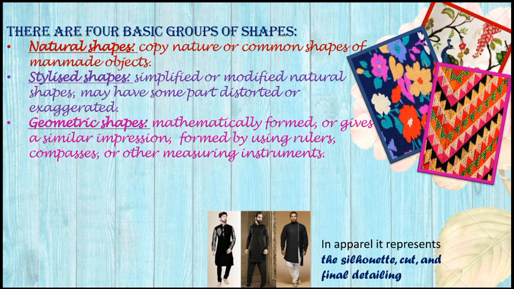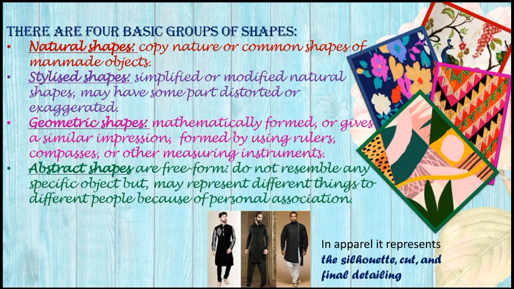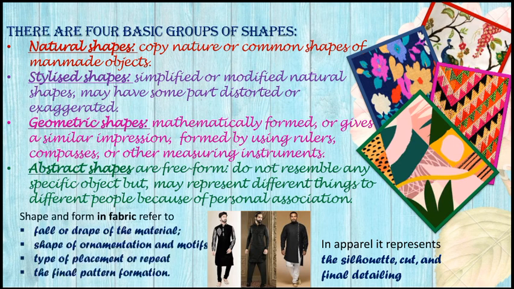Geometric shapes are very simple, mathematically formed shapes which can be made by ruler, compass or other measuring instruments. जैसा कि इसमें है, these are all straight lines. And last is abstract shapes. These are free forms. They do not resemble any specific object. It may mean different things to different people. In this picture, it could look like a sun, grass, land, anything to different people. These are abstract shapes.